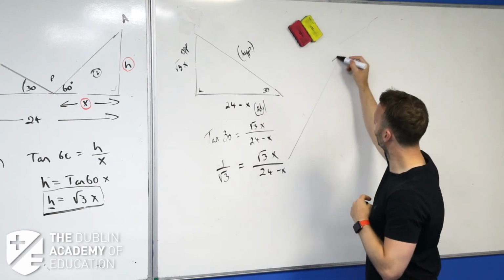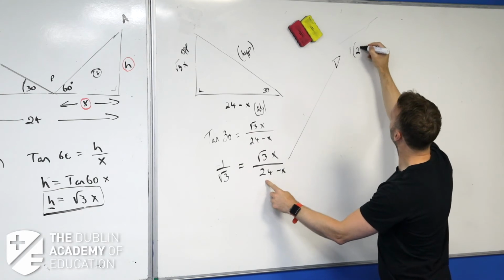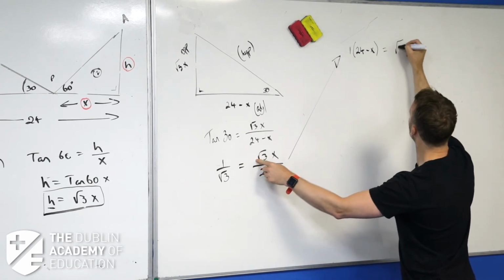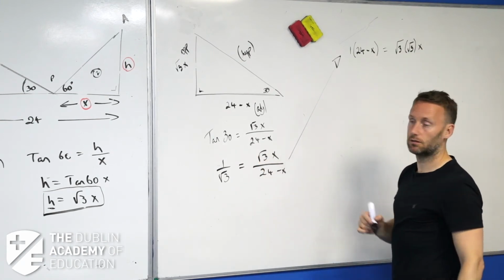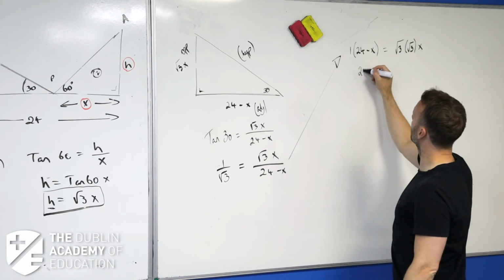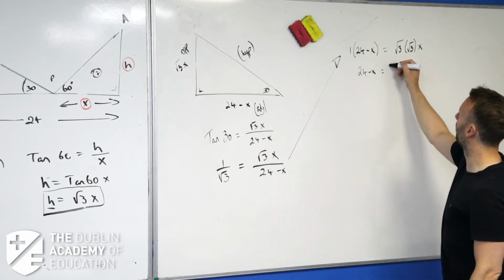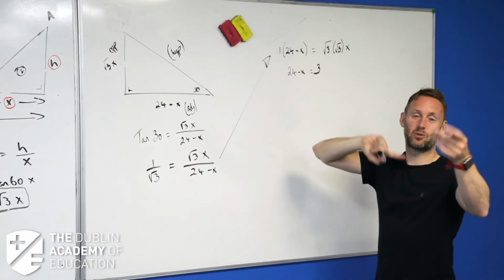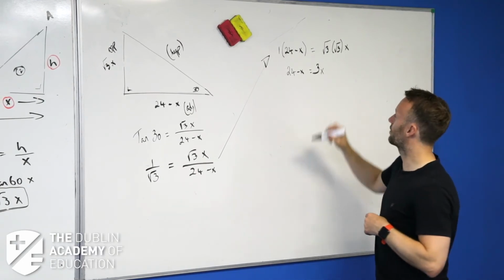And if we cross multiply, what we're going to get is 1 multiplied by 24 minus x equals root 3 by root 3 by x. 1 multiplied by 24 minus x is 24 minus x. Root 3 by root 3? Unbelievable. That's 3. It's like root 3 squared, and the square and square root will cancel each other. So that's 3 by x. Oh, this is working out so nice.